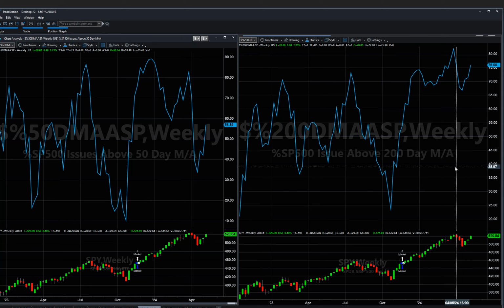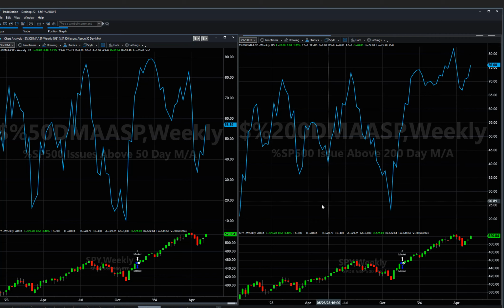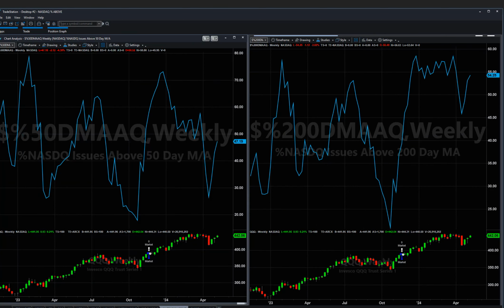In terms of the 200-day moving average, you can see that we were at approximately 82% above the 200-day moving average, and today we're only at 76% above the 200-day moving average. So you can see there's a divergence here as well in the percentage of stocks above their 50 and 200-day moving averages. This is the same thing for the NASDAQ. 50-day moving average, the percentage above is only 47.19. Going back to the highs here, we were at 57, 58% above. Same thing above the 200-day moving average.